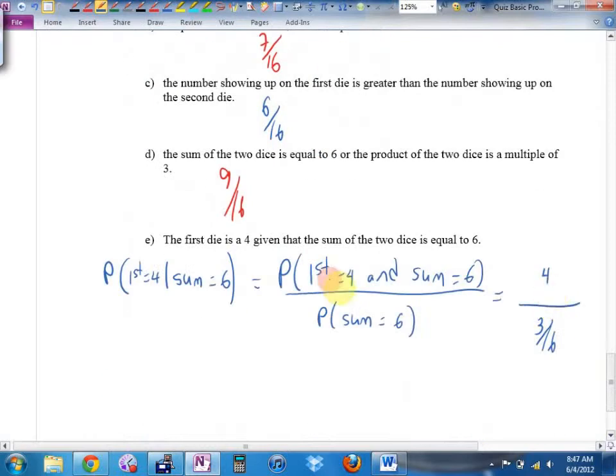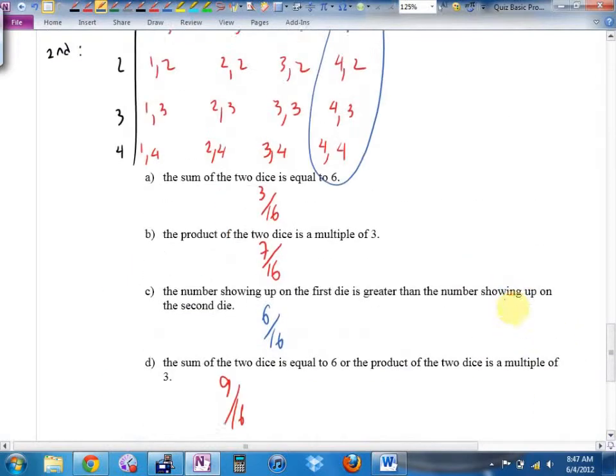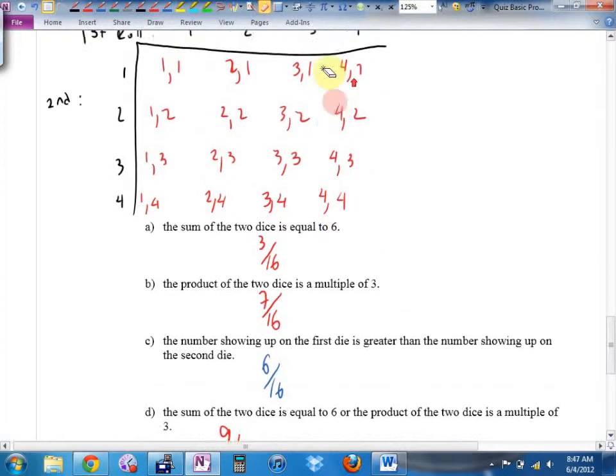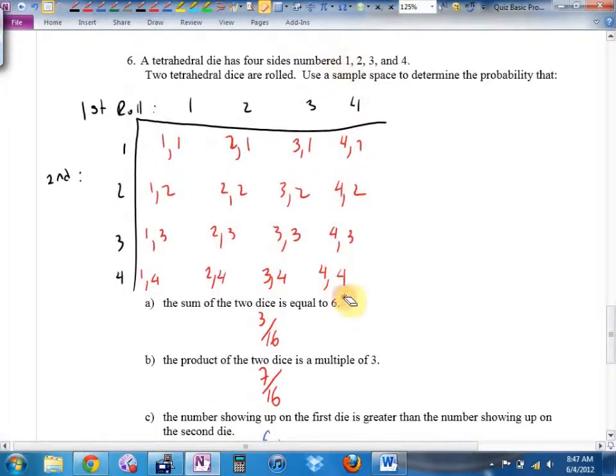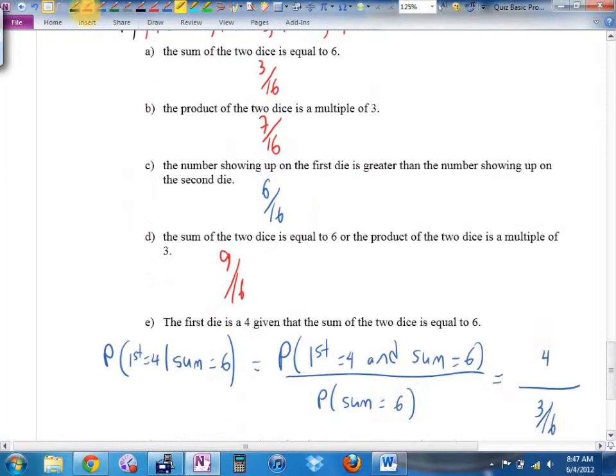I want first die as a 4 and the sum is equal to 6. I'm sorry, guys. There's the ones where the first die is a 4, but the only one that has both of those is that guy. How many, Vlad? Out of? Not 4, Mr. Dueck. 1 out of 16.